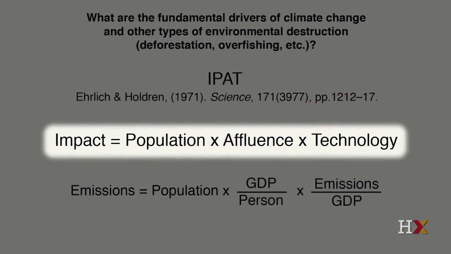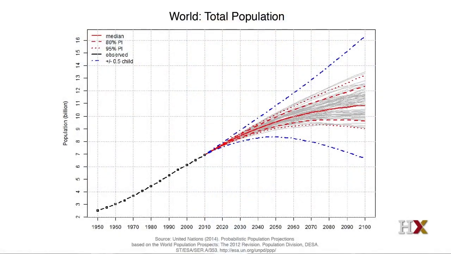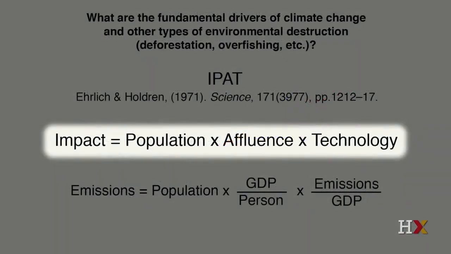But if we go back to the IPAT equation, we actually see that population growth going forward is actually not the biggest driver of climate change in the future. If we look at this simple identity, the population change is just going from 7 billion people today to maybe 10 billion people by mid-century. That's not even a 50% increase. Affluence, on the other hand, is projected to grow much more quickly.